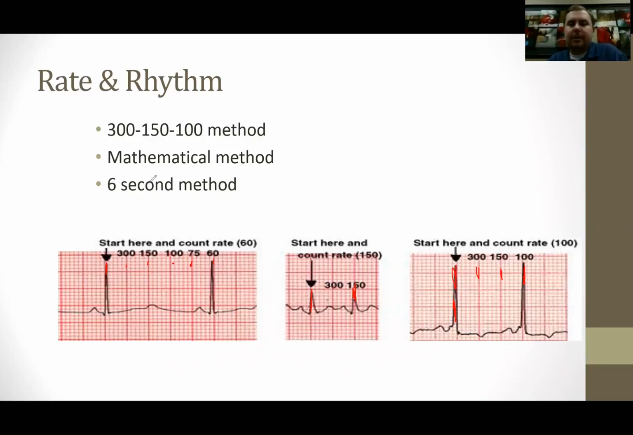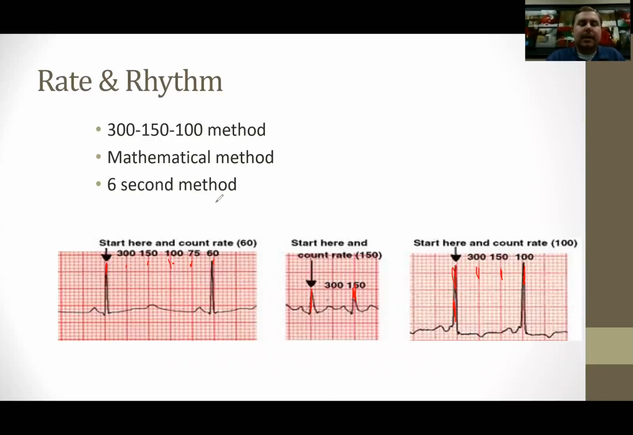Alternatively, there's 2 other methods. You could do mathematical, which is a little bit confusing. You would count the number of boxes in between each R wave, and then it would be 300 divided by 1, 2, 3, 4, 5, and that gives you 60 beats a minute. So not really that hard, but most people don't take the time to memorize that.